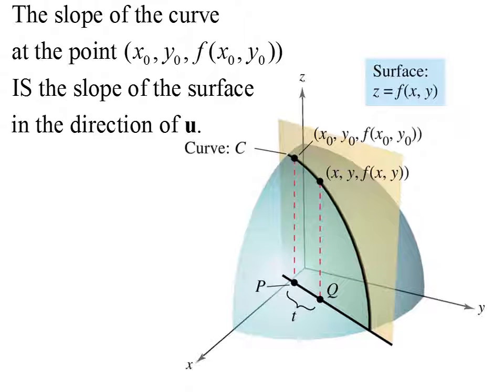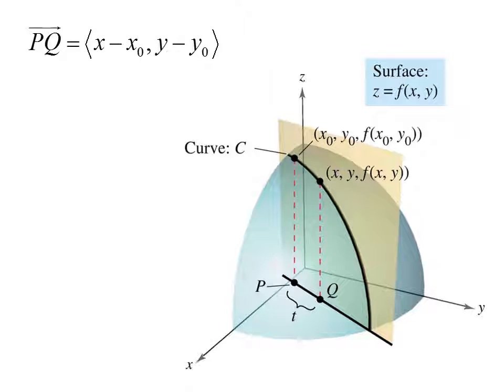And so we're just recognizing that when we talk about the slope of the surface in the direction of u, we're really talking about the slope of that curve at that point. Now you see here I have identified the vector PQ as simply being the difference in the x's and the difference in the y's. You can see here what those are: x minus x naught and y minus y naught. That's the vector PQ.